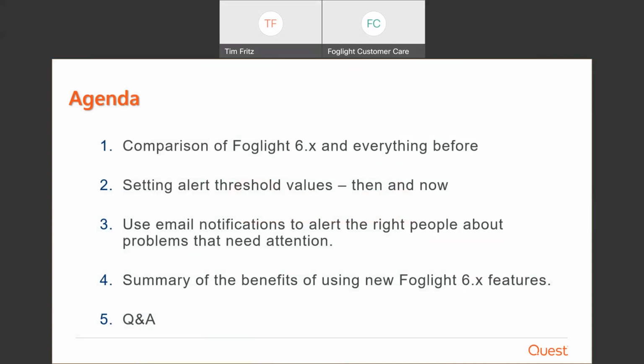Well, here's the agenda. So I'll start with a comparison. What we're really talking about here is Foglight 6.x. 6.0 came out last July 2021, and Foglight 6.1 came out April 7th of this year, 2022. So I'm going to cover first the comparison between 5.9x, let's call it, everything before 6.0, and everything after, starting with 6.0. Okay, so quick comparison there.